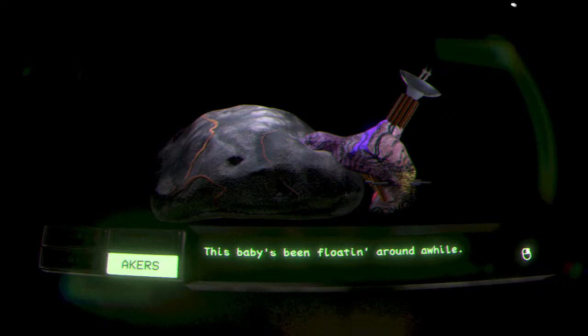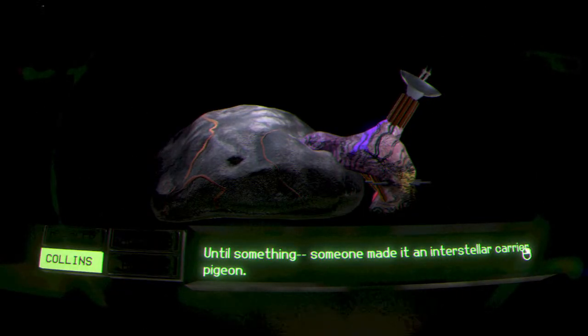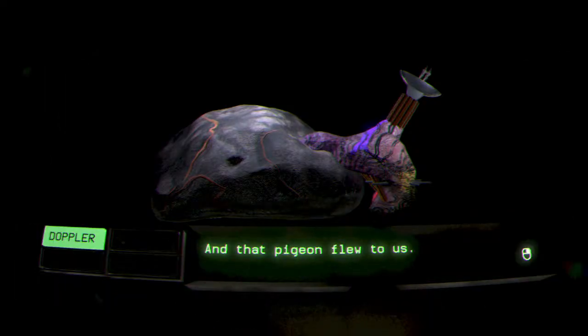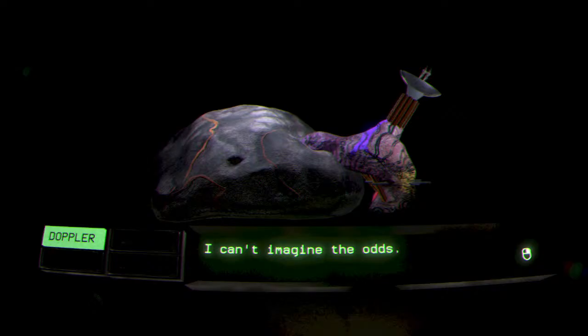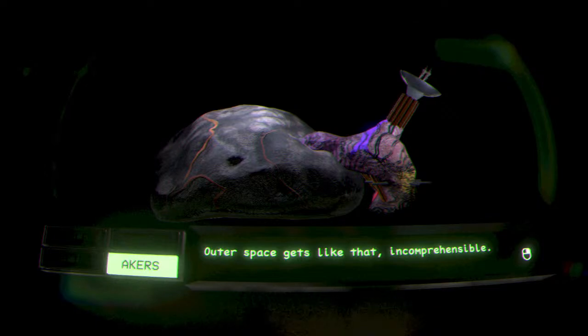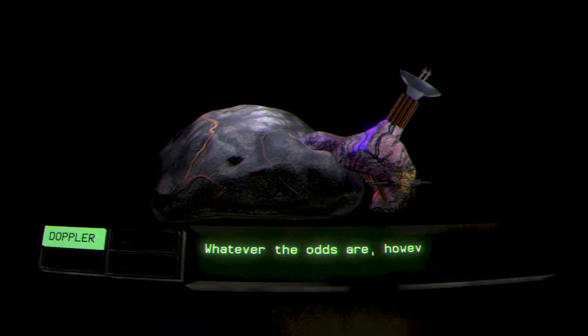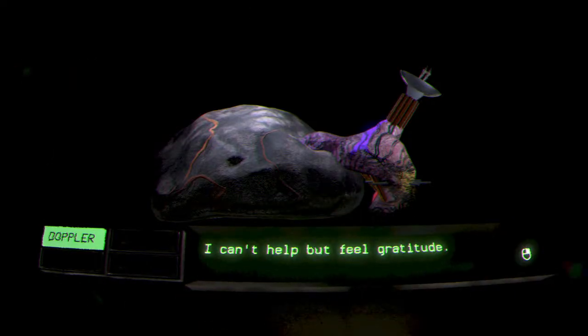This baby's been floating around a while, until someone made an interstellar carrier pigeon. And that pigeon flew to us. What are the odds? I can't imagine the odds. Over a month on this mission and it remains simply incomprehensible for me. Outer space gets like that, incomprehensible. Whatever the odds are, however incomprehensible it may seem, we received this message, this gift. I can't help but feel gratitude.